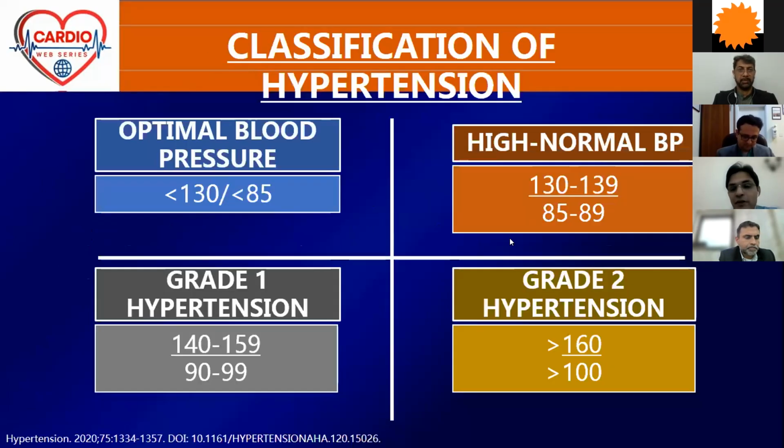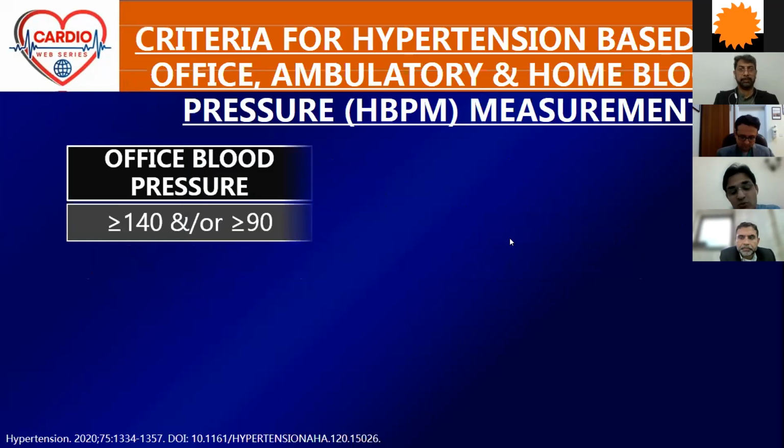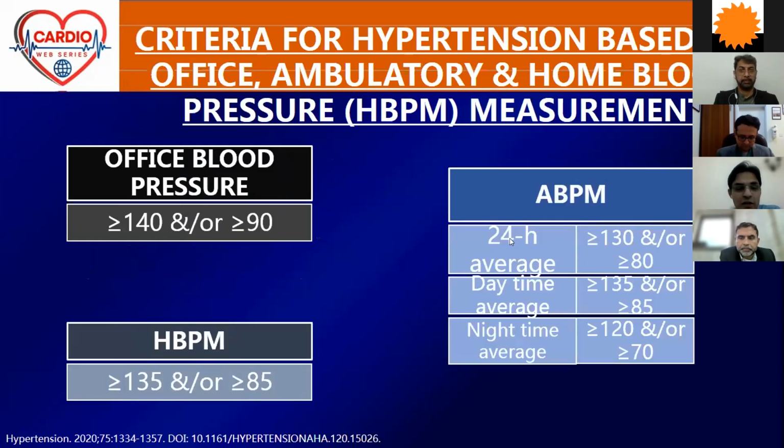If you compare this to the ACC/AHA guideline, they are a little more aggressive when it comes to hypertension control. They call normal less than 120 systolic and diastolic less than 80, and elevated 120 to 129 with diastolic less than 80. Stage 1 hypertension is 130 to 139 and diastolic 80 to 89. So there is some confusion there. What I will do is focus more on the International Society of Hypertension, which is normally followed in our country.